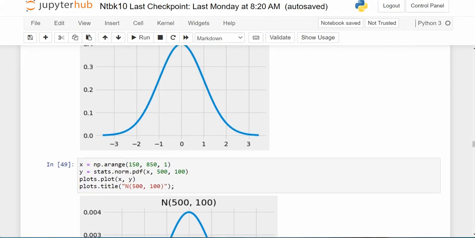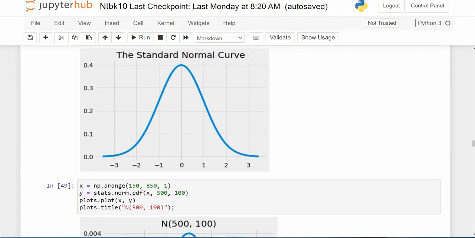The standard normal is centered at 0, and it has a standard deviation of 1. Okay. But not all bell curves are like that.